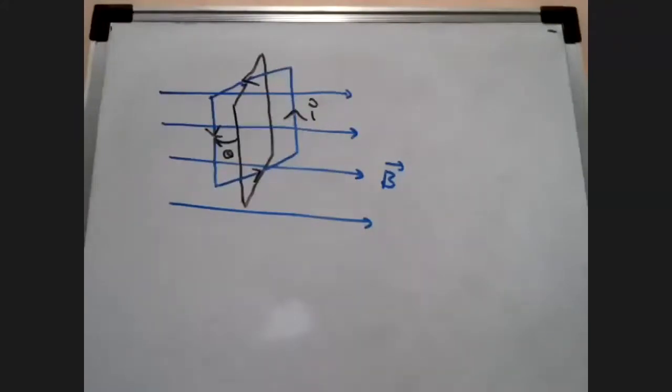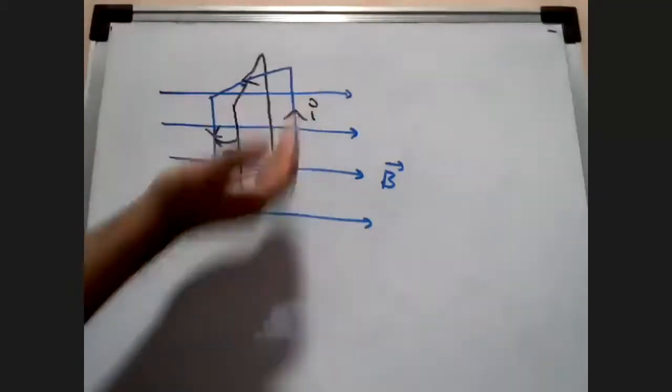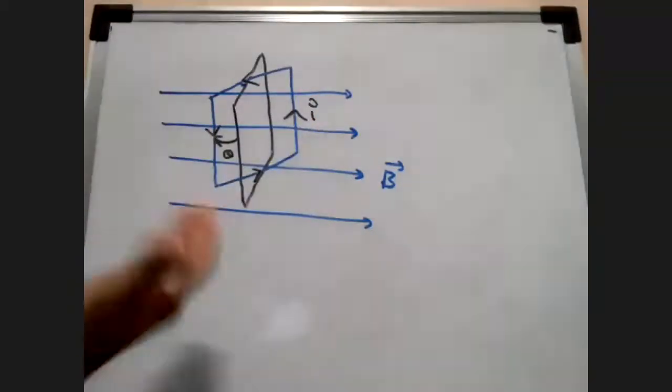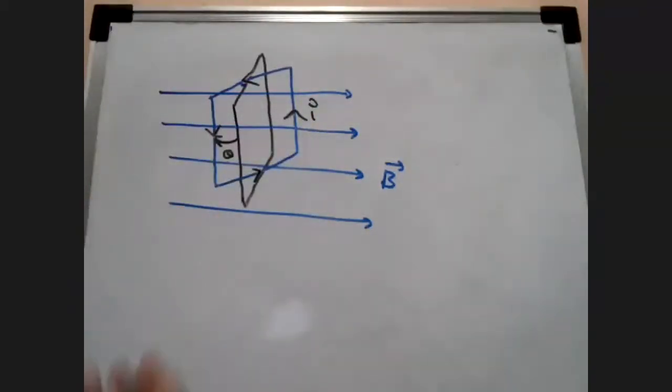In that case, where is my area vector going to come? How do I decide the area vector? Will it go inside the board or outside the board? Students, can you respond? What will be my area vector? Outside, inside, where? Outside. Outside, yeah.